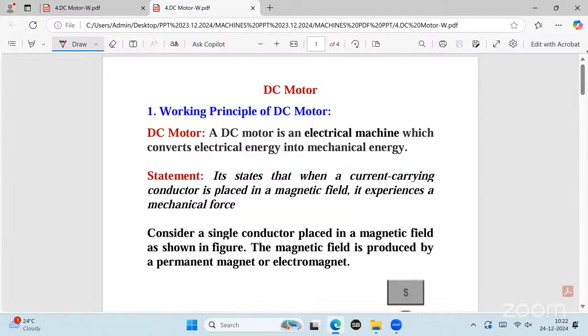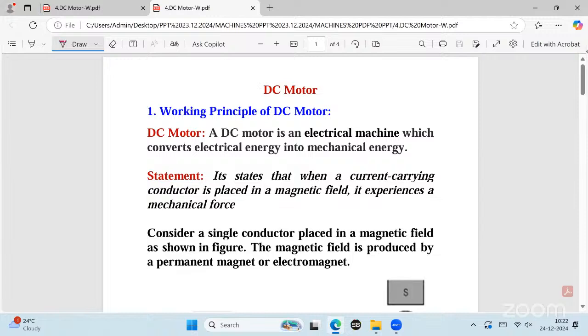Yes, DC motor. A DC motor is an electrical machine which converts electrical energy into mechanical energy. It's clear now? Right. Now the statement. It states that when a current carrying conductor is placed in a magnetic field, it experiences a mechanical force. This is called the statement of DC motor. So the definition is completed and the statement is completed.